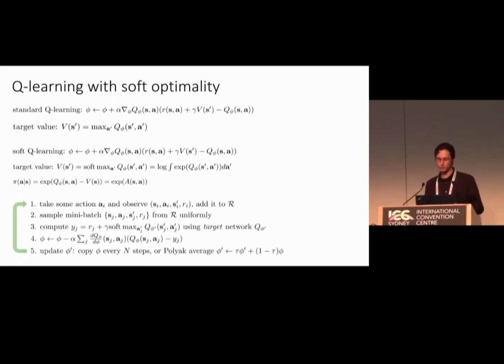So the corresponding soft Q-learning algorithm, again, looks exactly the same in almost all regards to the standard Q-learning algorithm, with the only difference being that the target values are now computed using the softmax, and when you act in the world, you should act according to this exponential advantage policy.